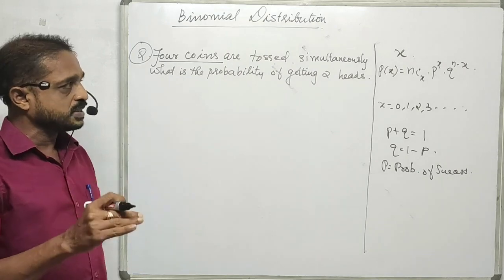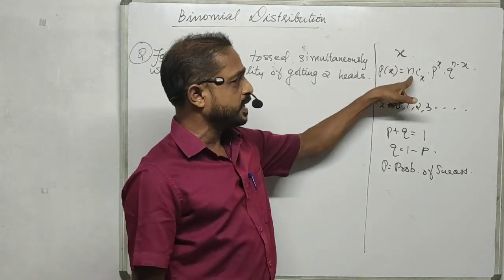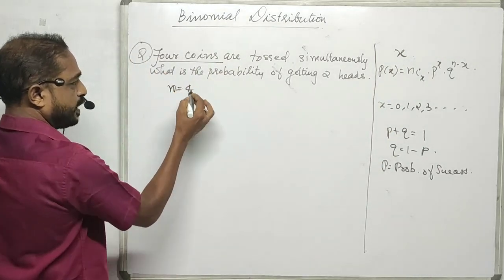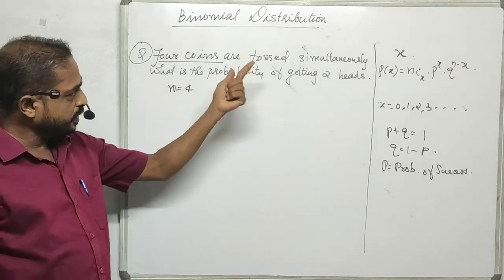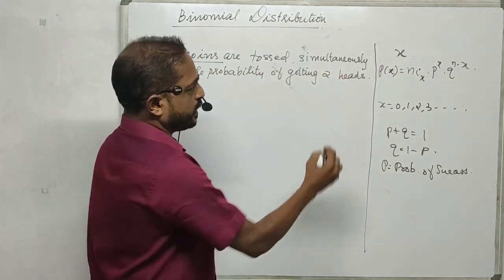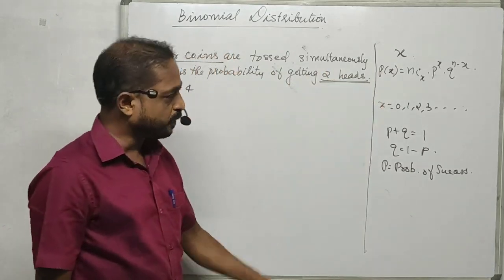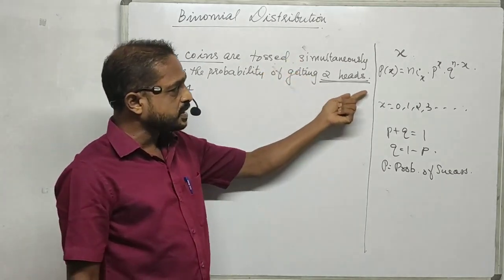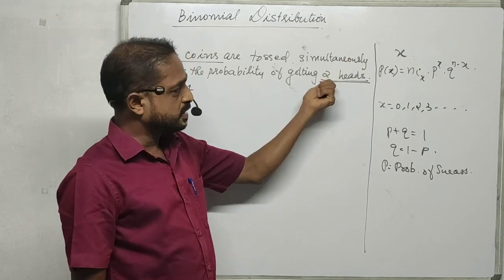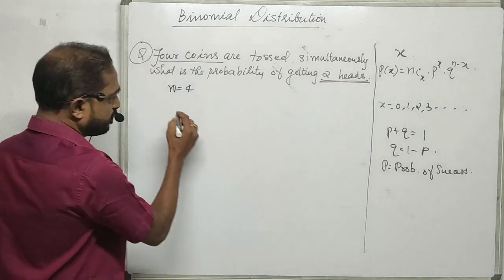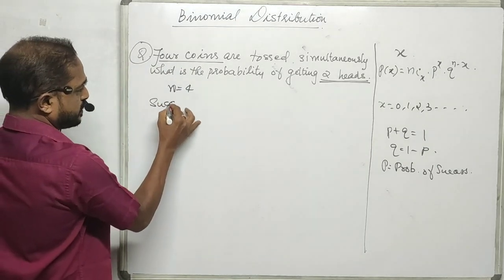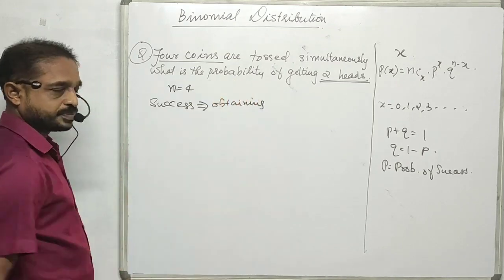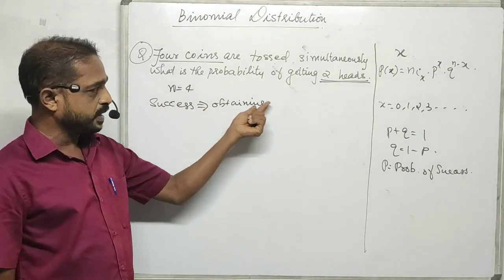If 4 coins are tossed simultaneously, what is the number of trials n? n is equal to 4. You are required to find the probability of getting 2 heads. So here success is obtaining head. In this case, we have to take success as obtaining head.